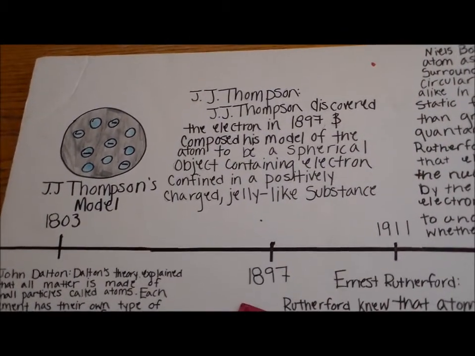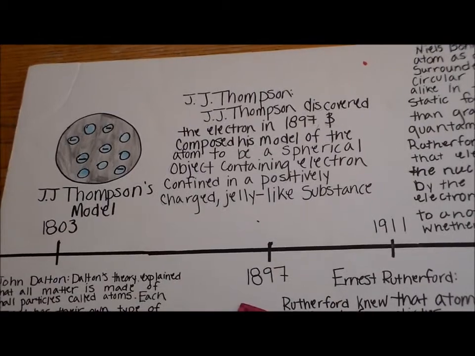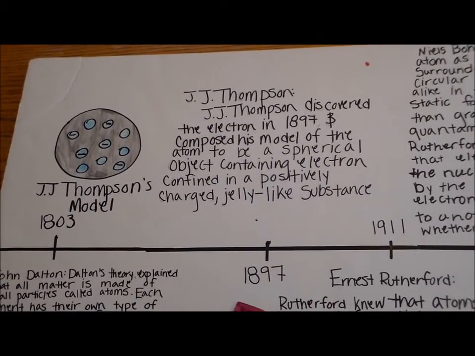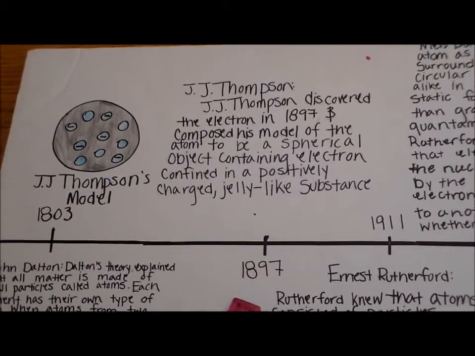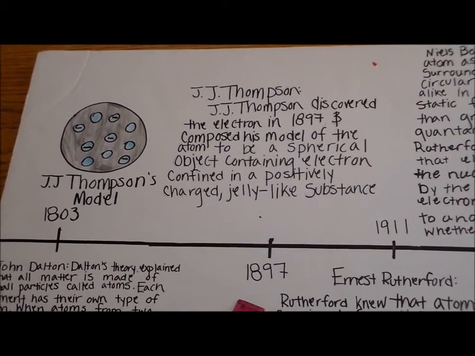In 1897, J.J. Thomson discovered the electron and composed his model of the atom to be a spherical object containing an electron confined in a positively charged jelly-like substance.